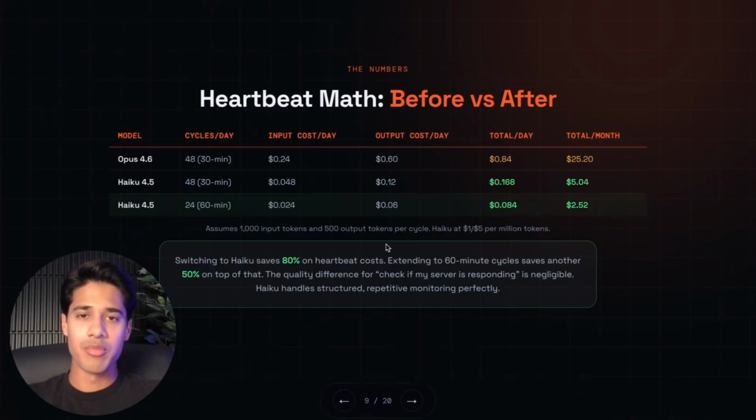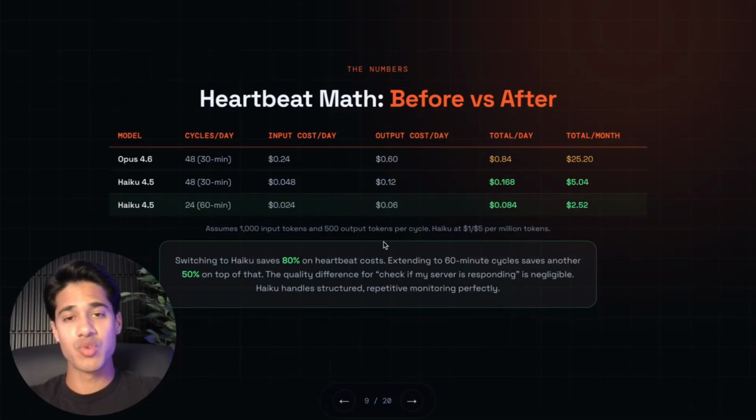Now let's put real numbers to this so you can see exactly what the 2-tier strategy saves you. For a 30-minute heartbeat cycle, that's 48 calls per day. Assuming 1,000 input tokens and 500 output tokens per call, with Haiku at 1 and 5 per million tokens, that's an 80% reduction from just switching the heartbeat model. And the quality difference for something like checking if my server is responding or scanning my RSS feeds for keywords is negligible. These are structured, repetitive tasks, and Haiku can handle them perfectly.